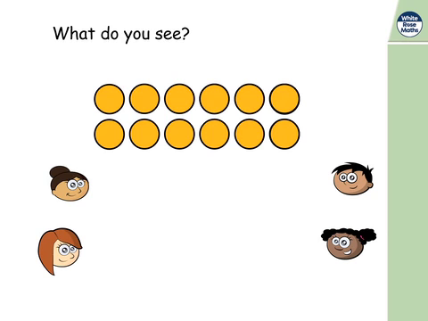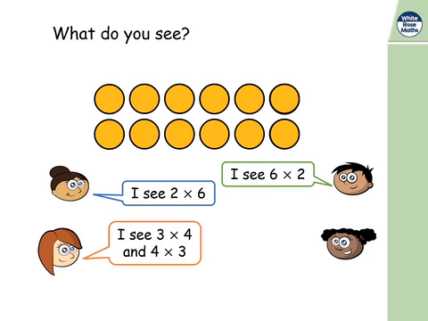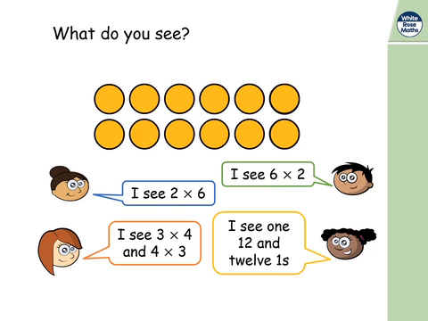This is the final array we'll look at today, but it's a really interesting one. Dora says, I can see 2 groups of 6, or 2 times 6. And Amir says, yes, I can see 6 times 2, or 6 groups of 2. Rosie says, I can see 3 groups of 4, and 4 groups of 3. Whitney says, I see 1 12, and 12 ones.